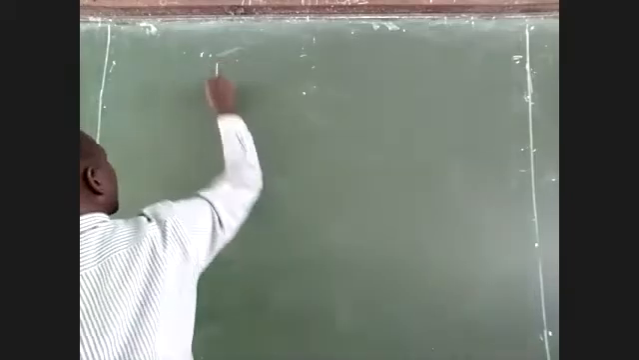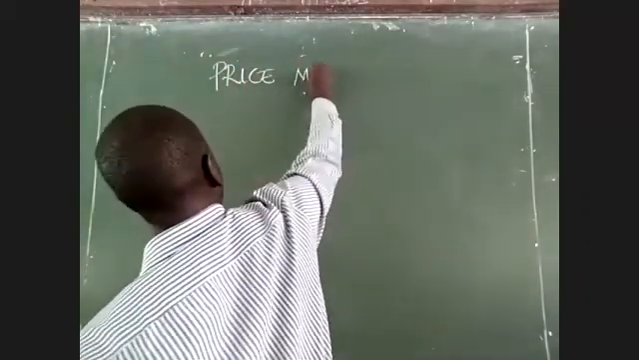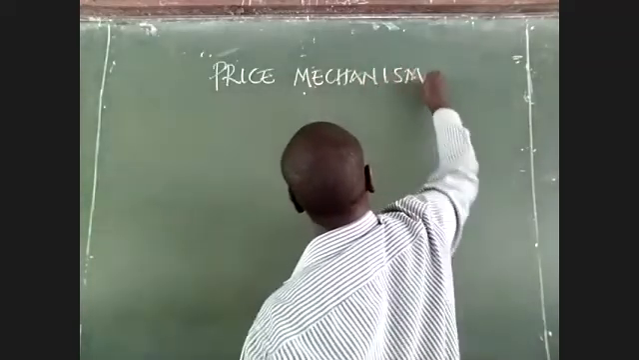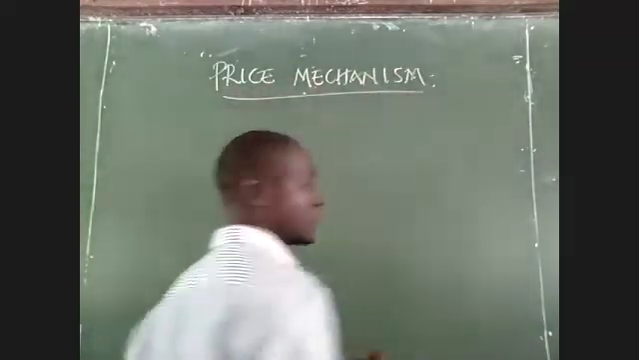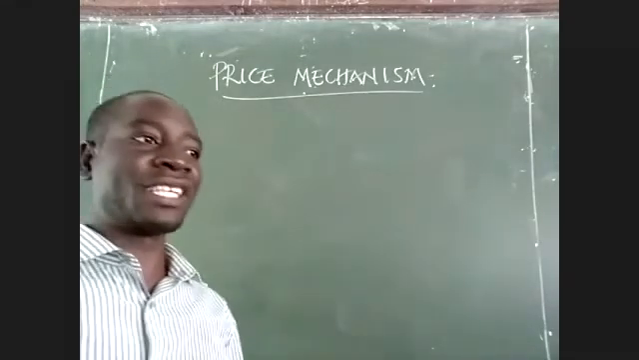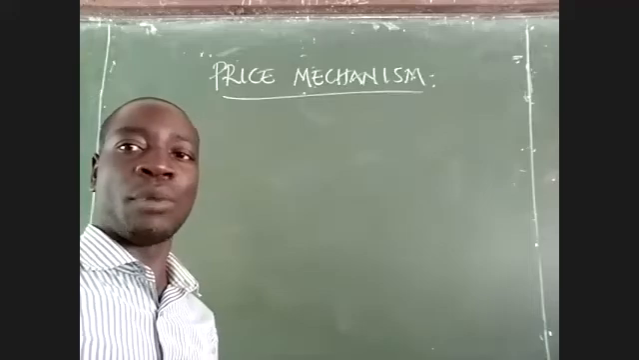It's not the end of the topic. We are still under the topic of price theory. Our next subtopic is the price mechanism. Price mechanism, that is page 59. Page 59 in your book.